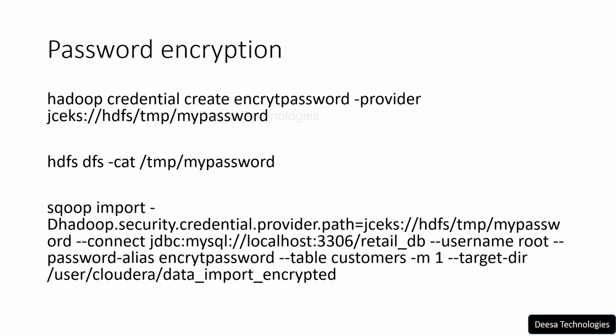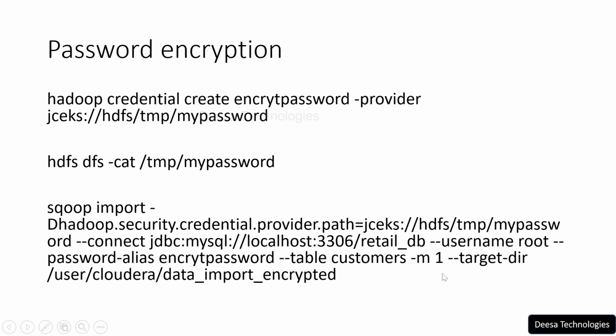So there are three steps here. The first step that we have to do is create an encrypted password. So we use this command, JCEKS, and then this is the HDFS location where you want to store the password, right? And once you create this, it will ask you for the password, and you give your password. Basically it will encrypt the password and store it in this location, HDFS temp, whatever location you specify. You can cat this location to see how the password is. It won't be in a text file, it will be in encrypted format. Now this particular file, you can use it.